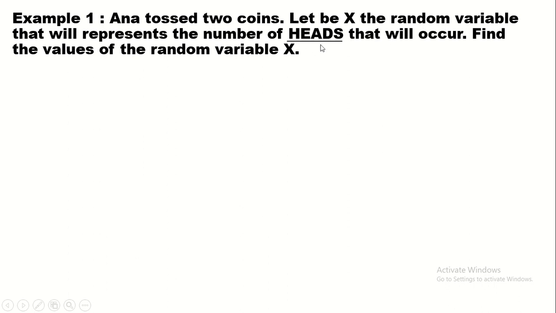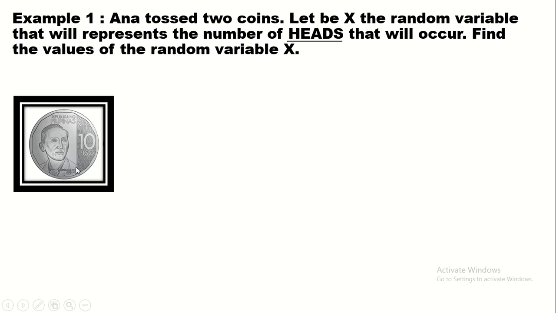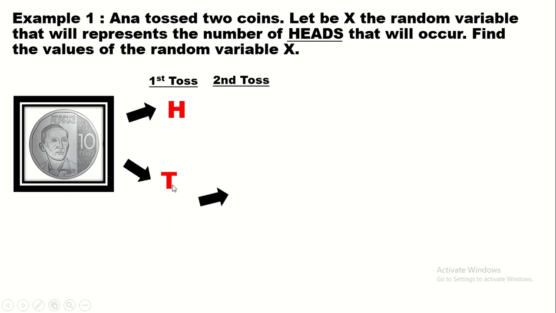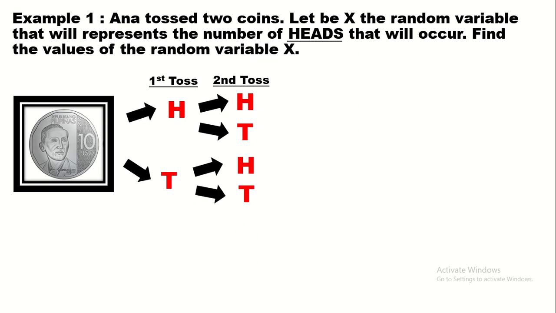Kaso nga lang, nakafocus tayo sa lalabas na heads. Okay. Halimbawa, ito yung 10 peso coin na tinutoss ni Anna. Okay. Sa first toss, ang lalabas lang naman dyan ay pwedeng head at pwede namang tail. So, ibig sabihin, dalawa lang naman ang mukha ng coin. Pwedeng head or pwedeng tail. Sa second toss, pwede namang head, pwede rin namang tail. So, another toss naman ng isa pang coin. So, pwedeng lumabas na head, pwede rin namang tail.